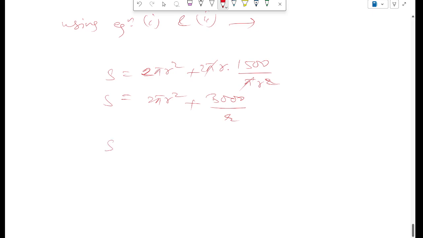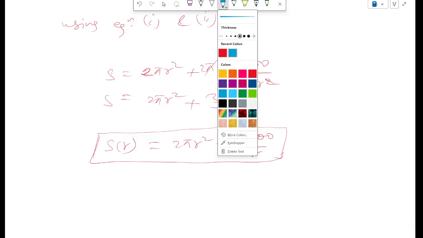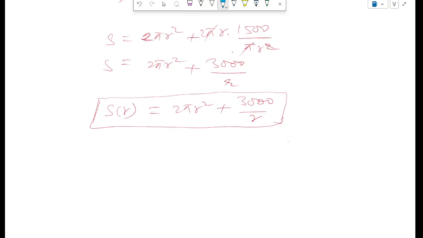In this particular case we need to minimize. We can write this as a function of r: S(r) equals 2 pi r square plus 3000 by r. We have to minimize this. This is our final algebraic form of the function. So now this became an easier problem that we have already solved. To minimize this, first we calculate the first derivative of S. We will get 4 pi r minus 3000 by r square, since 1 by r means minus 1 by r square.